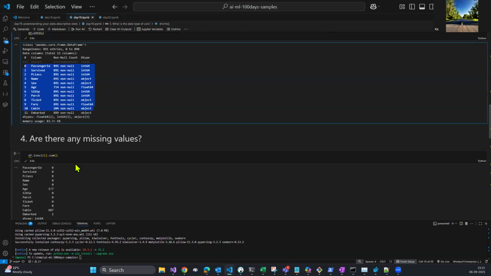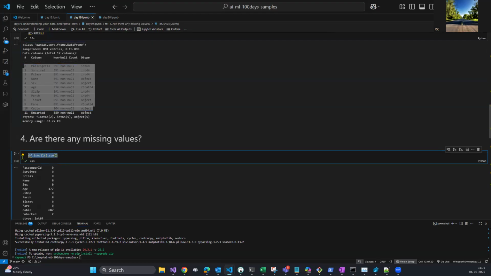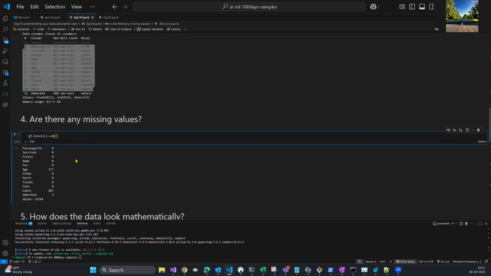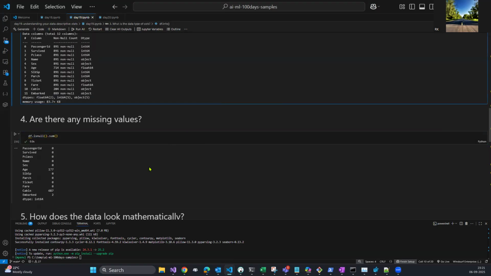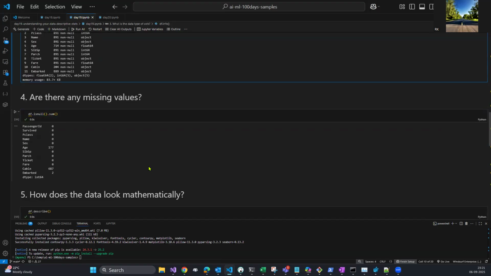Now, the fourth question we should be asking and getting an answer to is, are there any missing values? In data sets, we will have a lot of missing values, and at some point we need to fill those data values, replacing them with some default one. But how good that data is will define the quality of the data. If there is a lot of missing data, then it might be that the sample is not good.